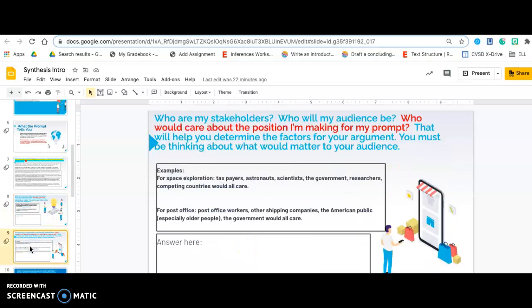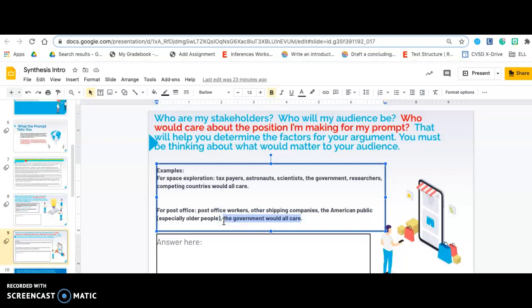The next thing you're going to do is think about who your stakeholders are. In other words, who is your audience? Who are the people who are going to care about what you're saying? So for the post office prompt, I put post office workers, shipping companies, the American public, especially older people who rely on the mail for correspondence and for paying bills that way still. Older people a lot of times do. Some people get medication shipped through the mail. The government, and how much funding and spending is going into the post office. So I want you to figure out who the stakeholders are from your prompt.